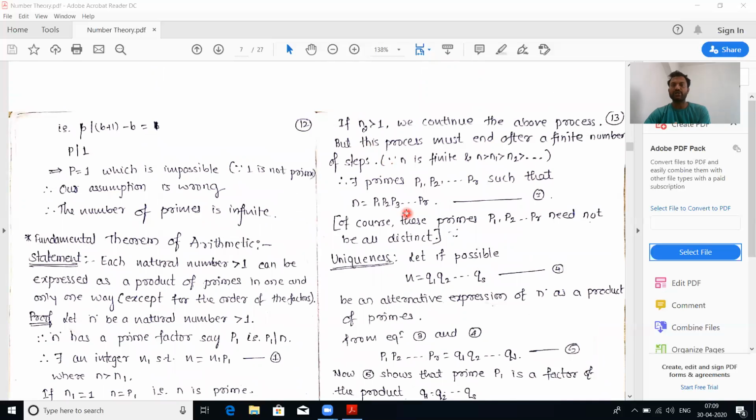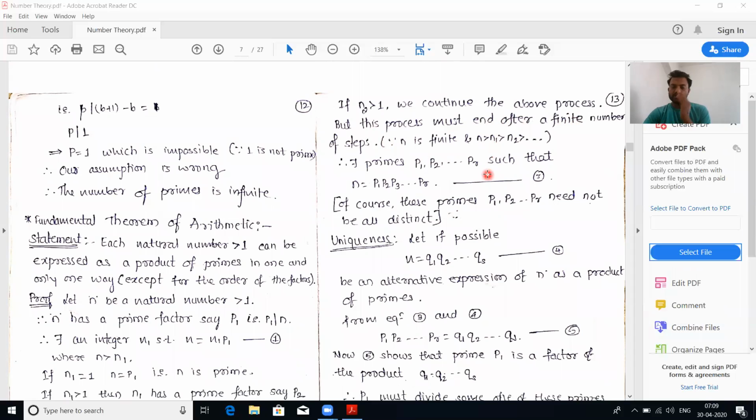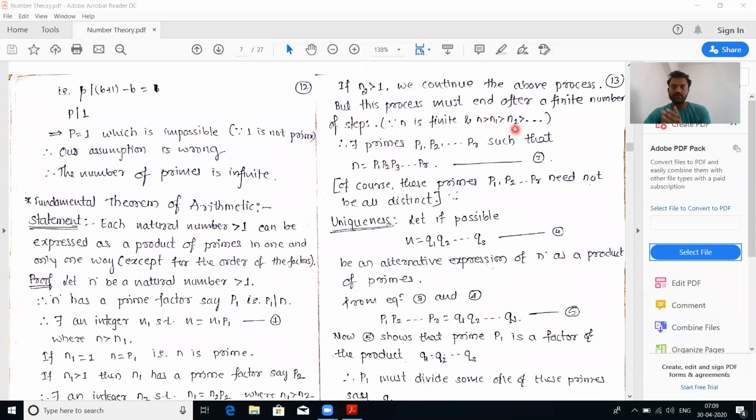This process must end after a finite number of steps. Why does it end? Because the numbers n1, n2, n3 and so on go on decreasing: n1 is greater than n2, n2 is greater than n3, and so on. At the final step where we get the number equal to 0, our steps will stop. So this must end after a finite number of steps.